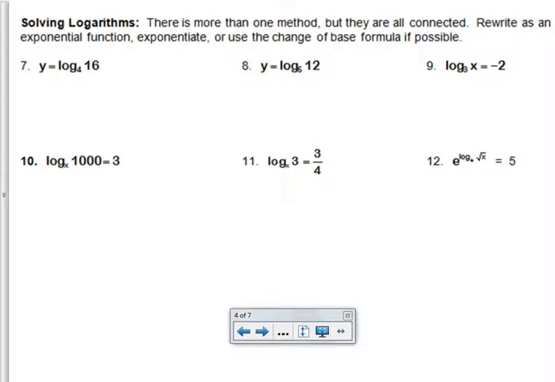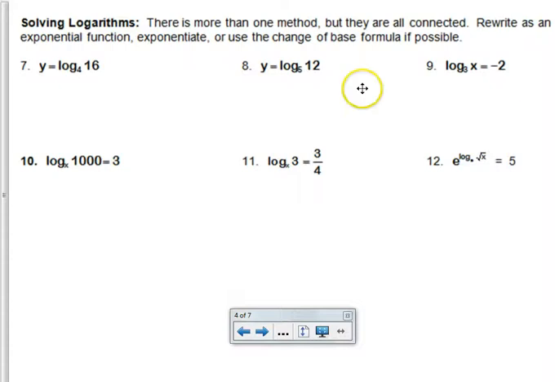Now this next section, we're going to solve a logarithmic equation for the variable. There are so many different methods, and they're all really the same thing. We could rewrite them in exponential form. We could use logarithms. Later we could exponentiate, change a base. They're all really the same thing.